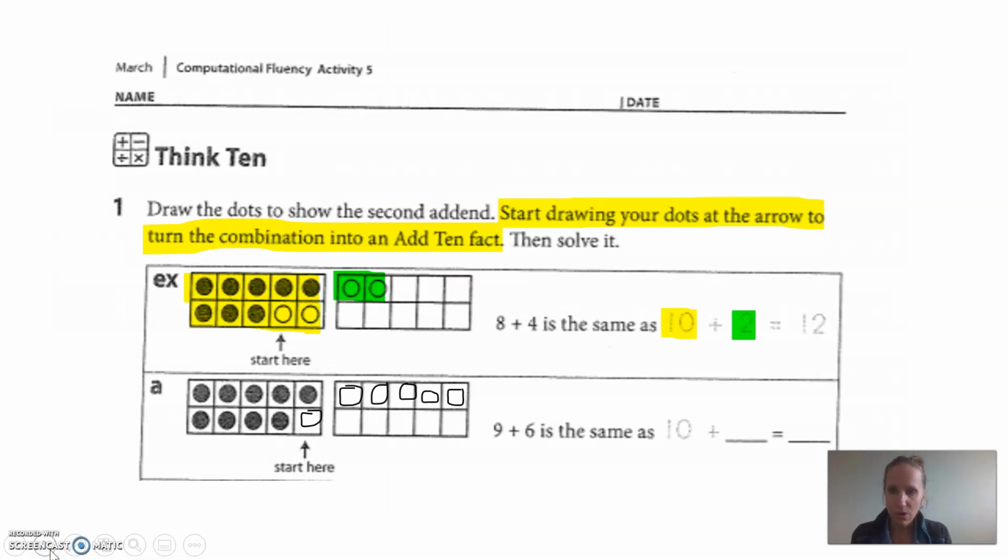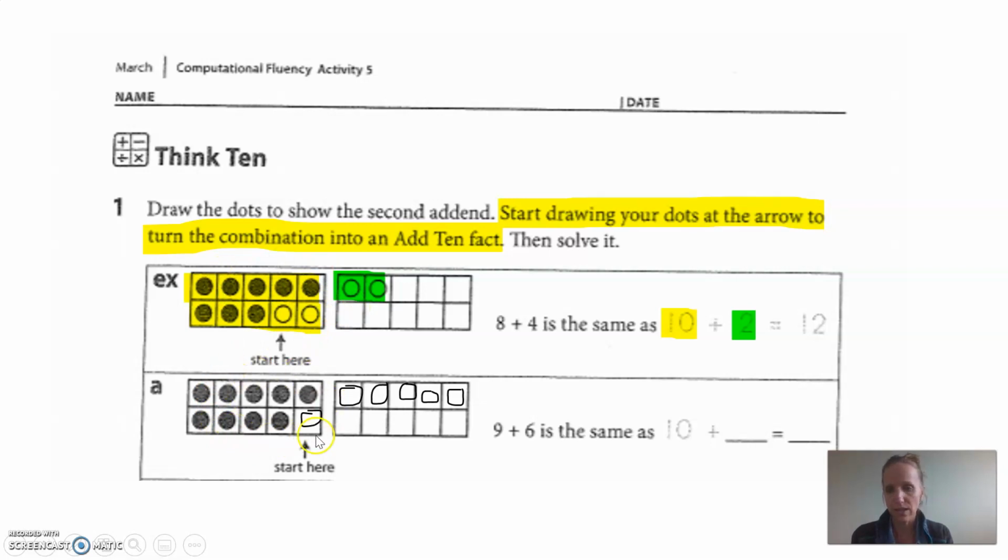Okay, the last part of this video. Again, thinking in tens. Draw the dots to show the second addend. Start drawing your dots at the arrow to turn the combination into an add 10 fact. Okay, so here we go. We have to think in groups of 10. So the equation says 8 plus 4 is the same as. Making sure that you're adding on those dots. So 8 plus 4 is the same as 10 plus 2.